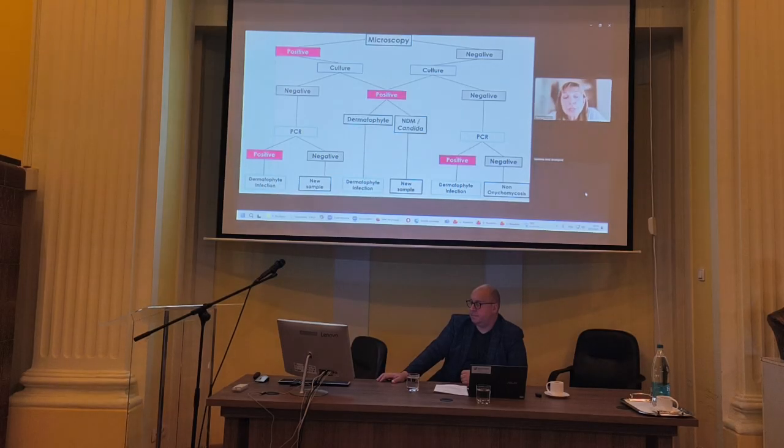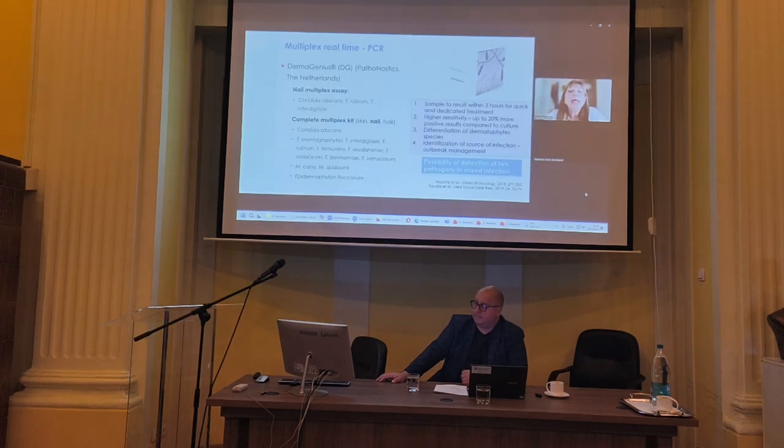If culture is positive and it is a dermatophyte, then we have a dermatophyte infection. If it's a non-dermatophyte mold or Candida, we need a new sample. Another useful diagnostic tool is multiplex real-time PCR.